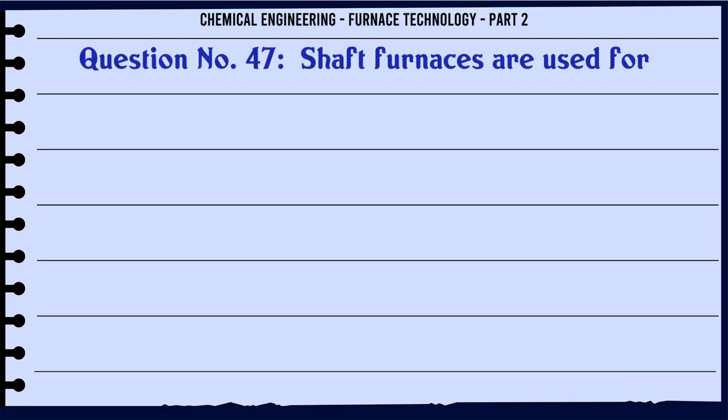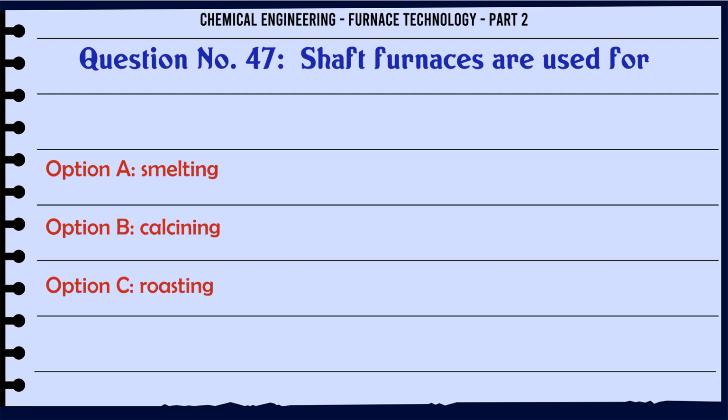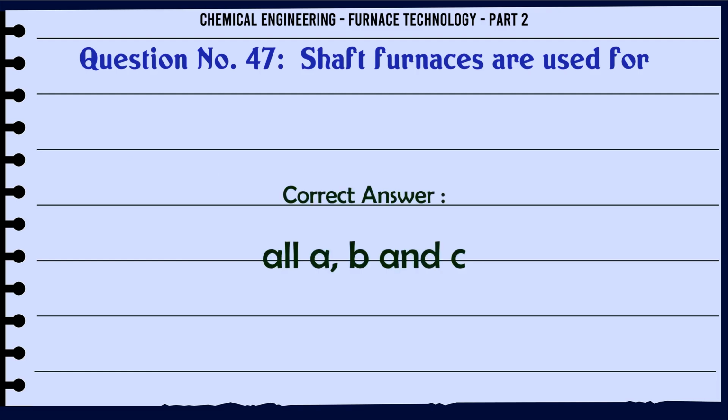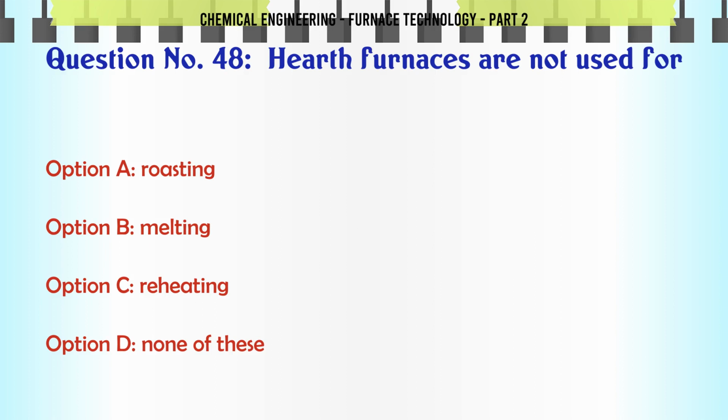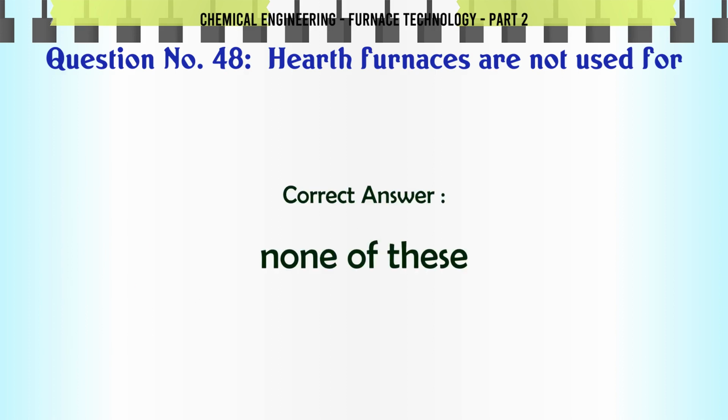Shaft furnaces are used for A. Smelting. B. Calcining. C. Roasting. D. All A, B, and C. The correct answer is all A, B, and C. Hearth furnaces are not used for A. Roasting. B. Melting. C. Reheating. D. None of these. The correct answer is none of these.